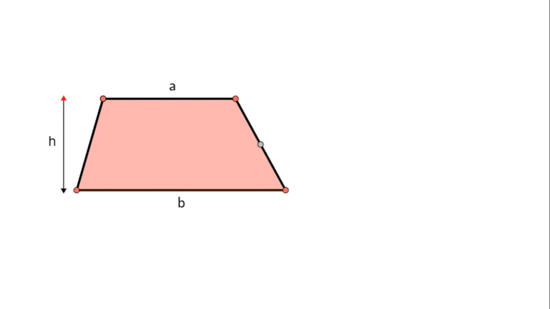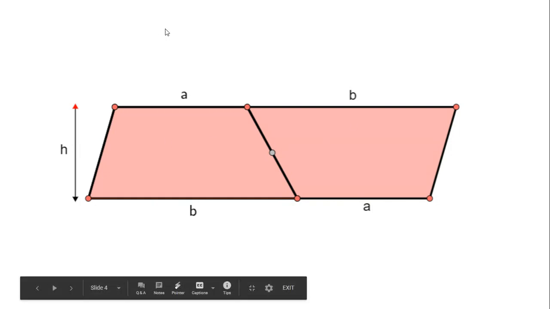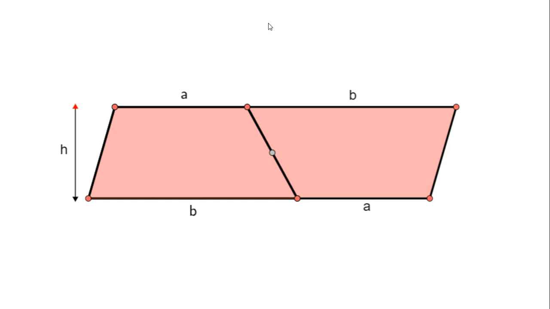But here I have a trapezium, and I'm going to explain how we can work out a formula, because at the moment we don't have a formula. But if I copy this trapezium and I turn it upside down, then I end up with a new shape. I end up with this shape, which is a shape we do know. It's a big parallelogram. So to find the area of the big parallelogram, we would do base times height.